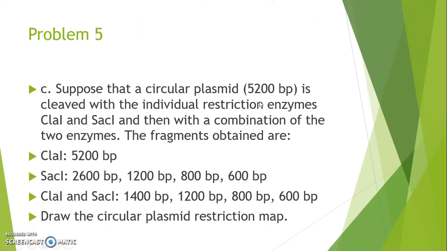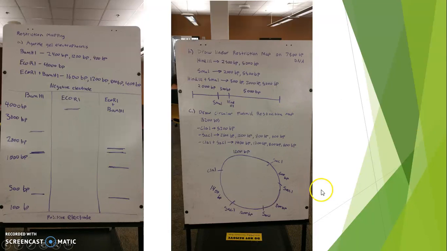And then for part C, we're going to draw a circular plasmid map. CLA cuts at 5,200 base pairs, or it has a fragment of 5,200. SAC is going to have fragments of 2,600, 1,200, 800, and 600. And CLA with SAC is going to have fragments of 1,400, 1,200, 800, and 600. And so we need to draw a circular map, and so I drew a circular map.